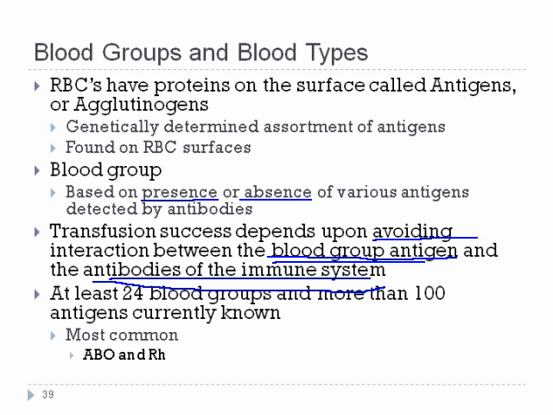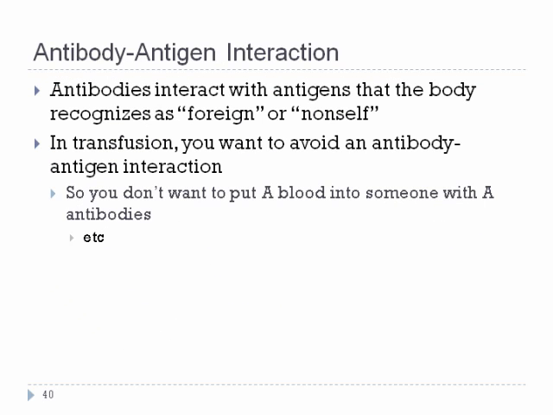There are a lot of different blood groups and antigens. Your book gives you a table of them. The ones that we use most commonly are the ABO and the Rh blood groups, so those are the only two that I'm really going to talk about. We'll talk about ABO blood groups first, and then we'll talk about Rh blood groups.